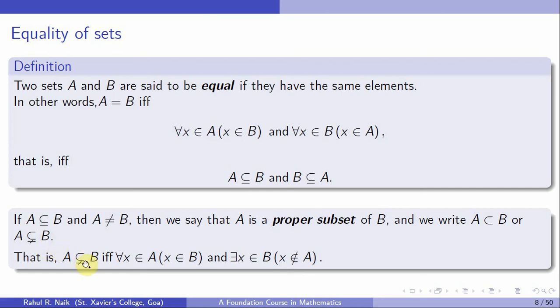So the definition says that A is a proper subset of B if and only if for every x in A, x is in B. That is, A is a subset of B, but there is at least one element in B which is not in A. So there exists x in B such that x is not in A.